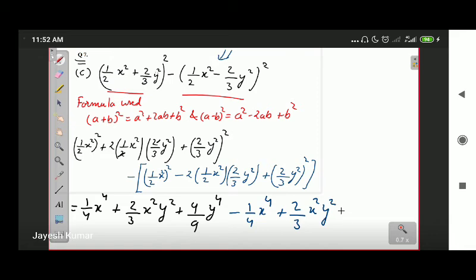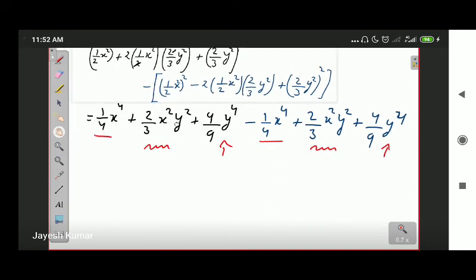Now, as you can observe easily, there are a lot of like terms. What are the like terms here? 1 upon 4 x to the power 4 and x to the power 4 is a pair of like terms. x square y square, again a like term. y to the power 4 and y to the power 4, again a like term. So what we do is we simplify the like terms.